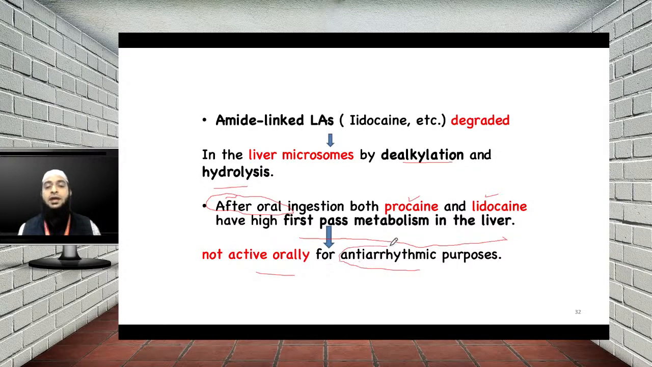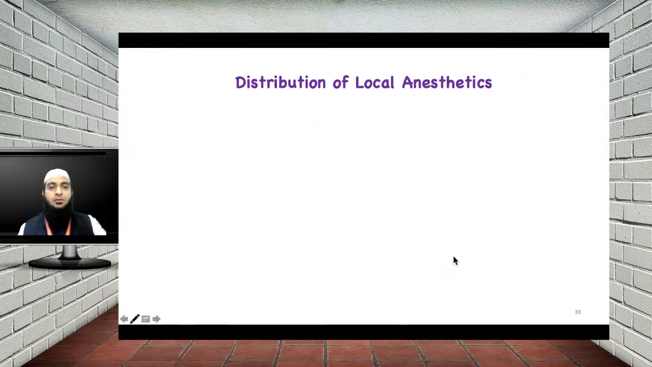So we have seen the procaine amide derivative, procainamide, is used. Why? Because procaine itself is not active orally, and you are using procainamide so that it cannot undergo metabolism by the enzyme pseudocholinesterase and the esterase in the liver. That is the reason why procaine as such is not active orally for anti-arrhythmic purpose. Otherwise you would have used procaine itself, you would not have converted it into procainamide, right? So this is about the metabolism of local anesthetics.